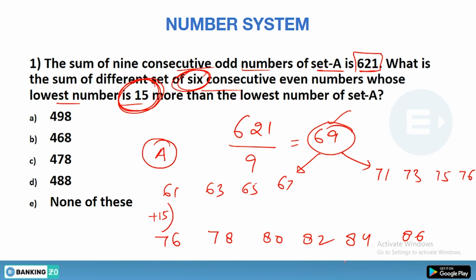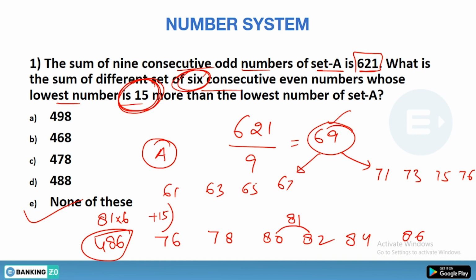Now as we know, the number of terms in these consecutive even numbers is even, so we have to take the middle value of these two middle numbers, and we get the average according to this. Then we just multiply by 6, so we can get the correct answer. The correct answer is 486, and according to this, option E is the correct one.